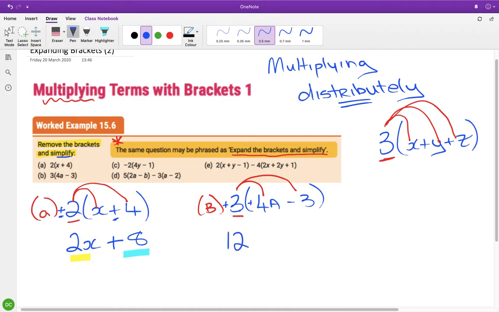Then letters. There's no letter on the 3, and there is a letter with the 4, so all we have is A. The next multiplication is the 3 with the minus 3. We have a plus here and a minus here, so we're multiplying a plus 3 by a minus 3. Plus by minus are different signs, which means we get a minus answer. And then 3 by 3 is 9. This 12 has an A on it, so it's in the A family. This 9 has nothing, so it's in the constant family. They are in 2 different families, so we can't simplify anymore.